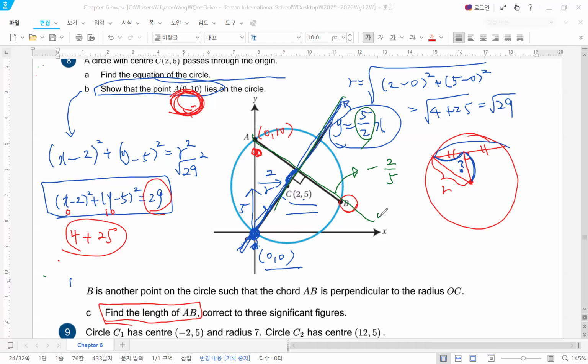Why is it in square? Square? Where is the square? I see. It's not square.